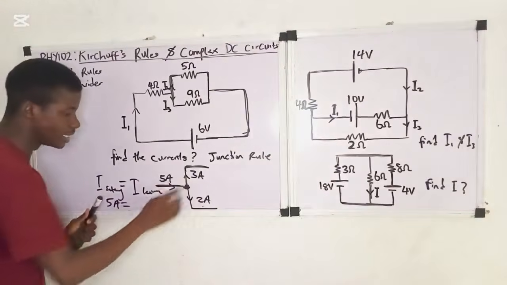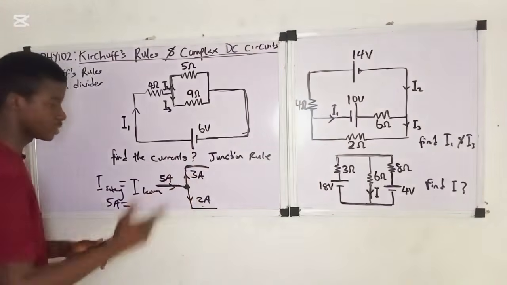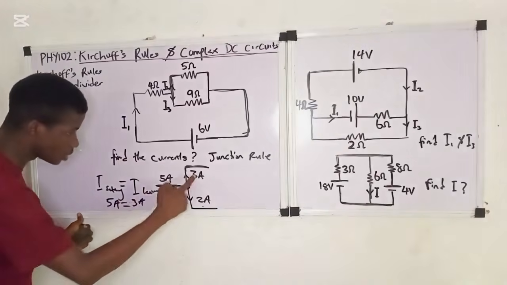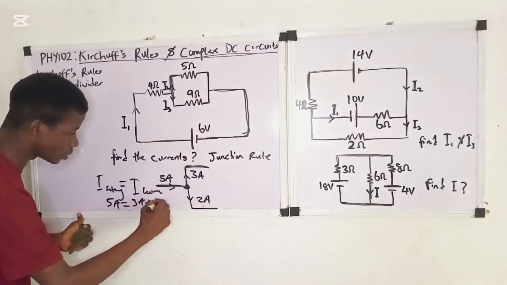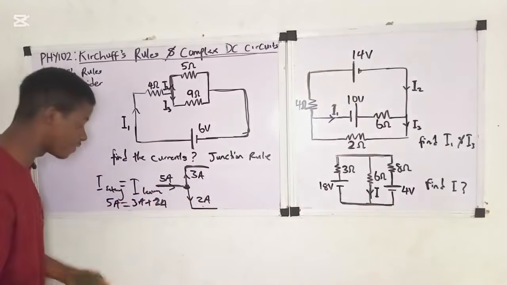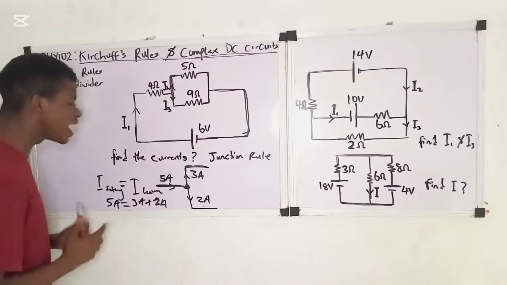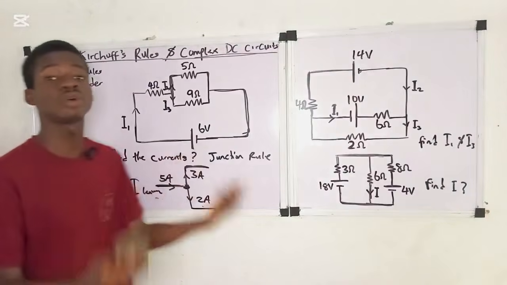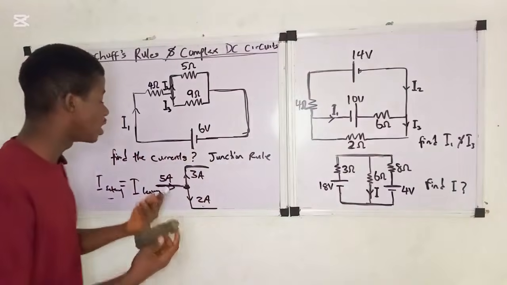Now, what about the current leaving this junction? The current leaving the junction is still 5 ampere, because if you add these two currents, you get 5, right? So that is the junction rule for you. The junction rule states that the current entering a junction equals the current leaving a junction.